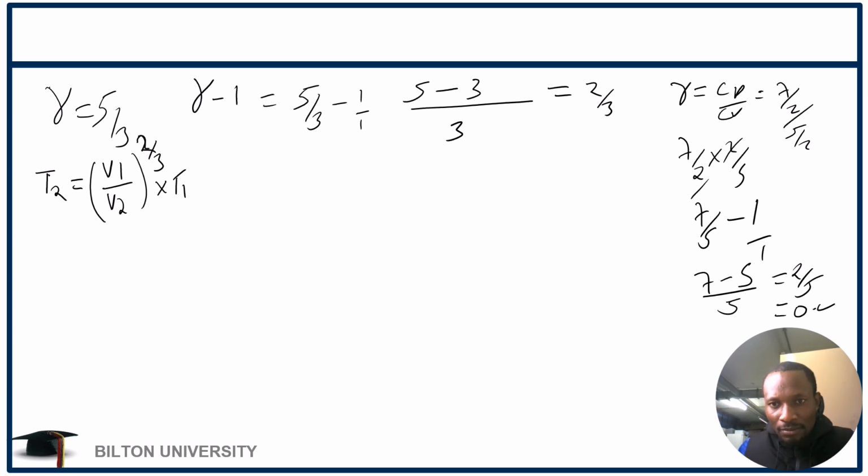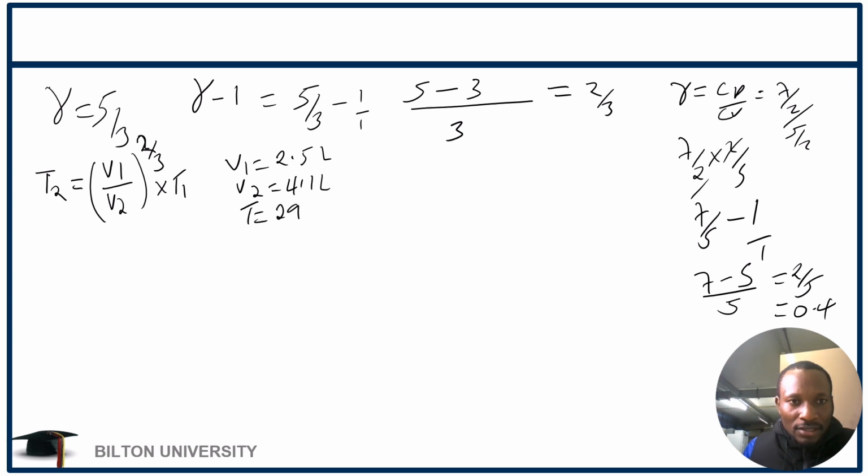So let's assume that our initial volume V1 is equal to 2.5 liters, V2 is equal to 4.1 liters, and T1 is equal to 296 Kelvin, and it is monoatomic gas. We are given that the gas here is, let's say, argon gas.